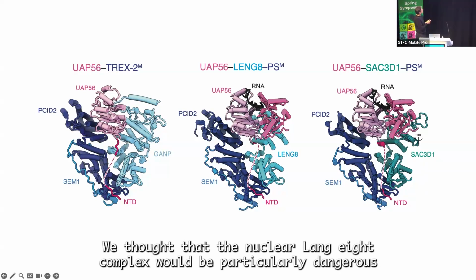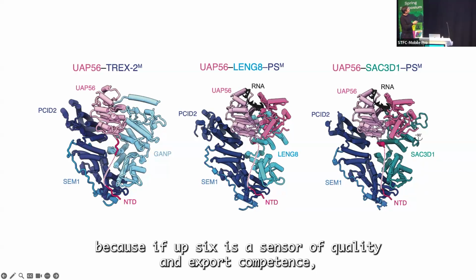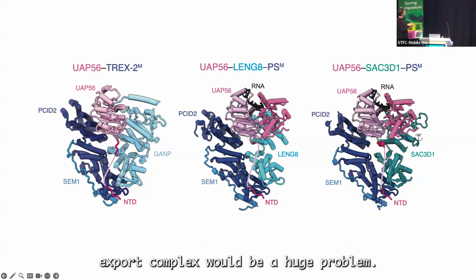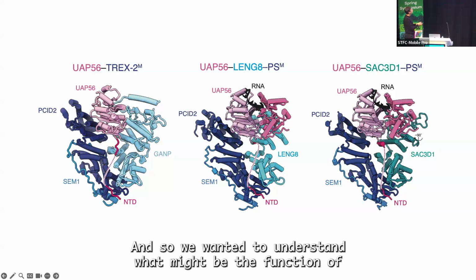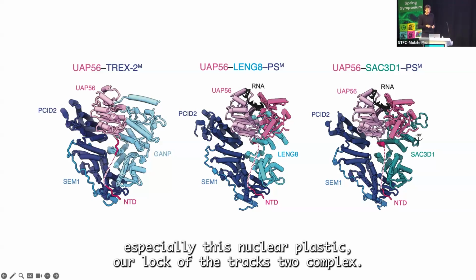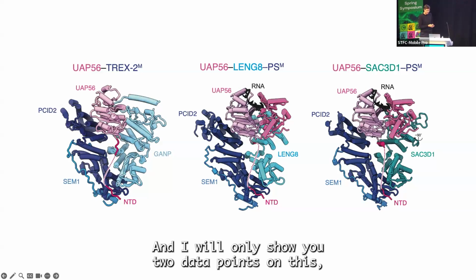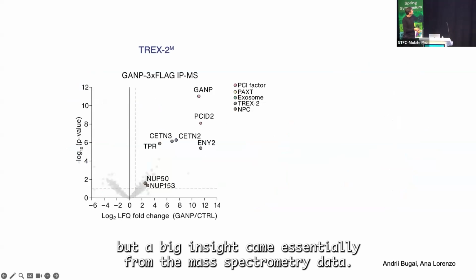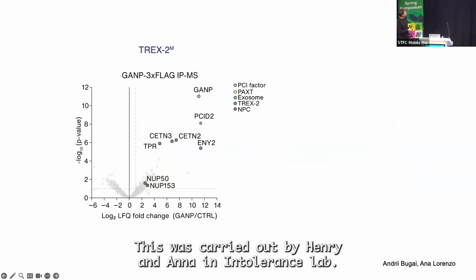We thought that the nuclear Lang8 complex would be particularly dangerous because if UP56 is a sensor of quality and export competence, having a free-floating nuclear complex that can compete with the bona fide export complex would be a huge problem. And so we wanted to understand what might be the function of especially this nucleoplasmic paralog of the TREX2 complex. And I will only show you 2 data points on this, but a big insight came essentially from the mass spectrometry data. This was carried out by Andri and Anna in Torben's lab.